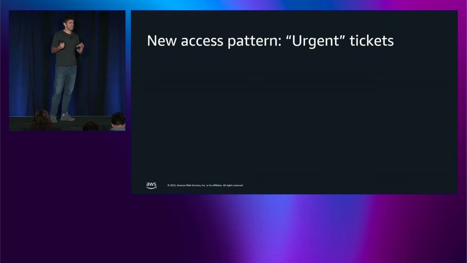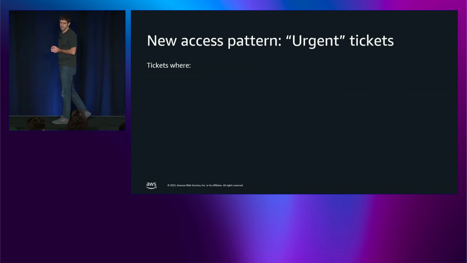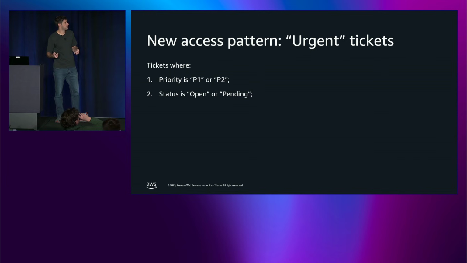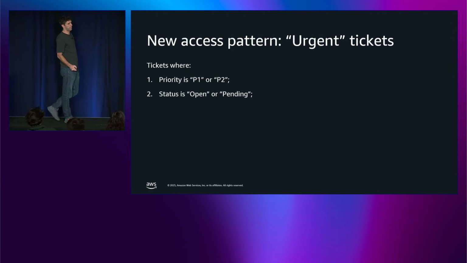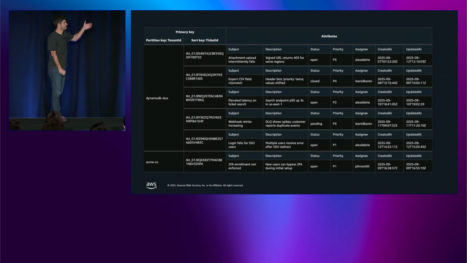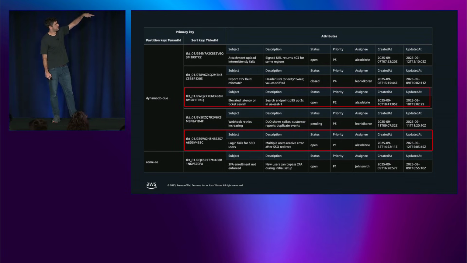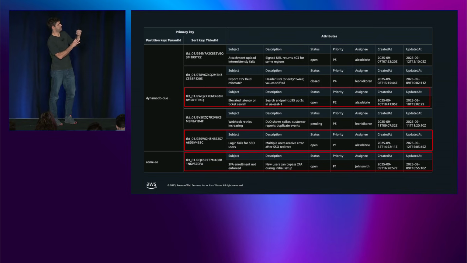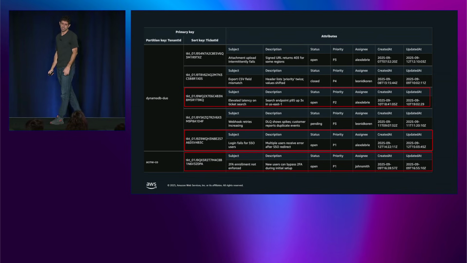And let's say that access pattern is kind of funky. It has some business logic, right? What is an urgent ticket? We've decided it's tickets where the priority is P1 or P2, the status is either open or pending, and then we want to order them by created at. And if we go look at the existing items in our table, there are some items that meet this criteria, but there's not really an existing attribute that we can use to index and filter and get down to, hey, just these urgent items here.